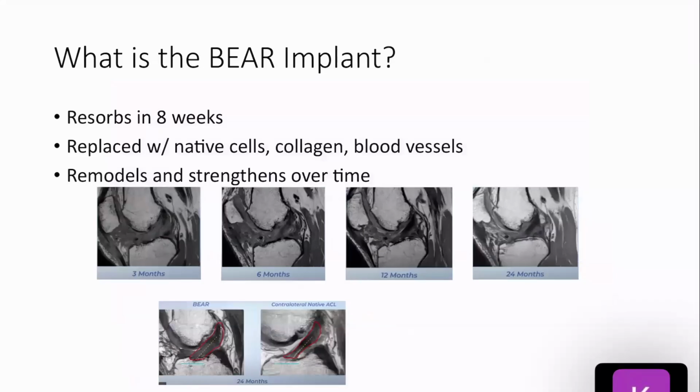And preclinical studies on animal subjects showed that cells permeate through the scaffold within 1 week of implantation, and that those cells remodel the BEAR material, which is completely resorbed by 8 weeks after surgery, but leaves the healing scaffold behind. So the BEAR may be gone, but the healing properties have stayed behind.